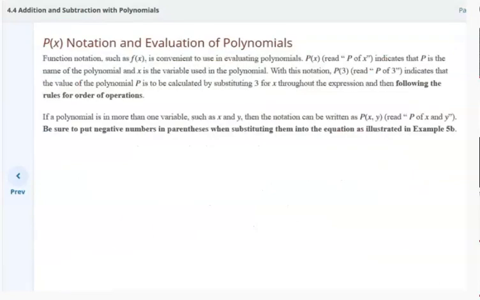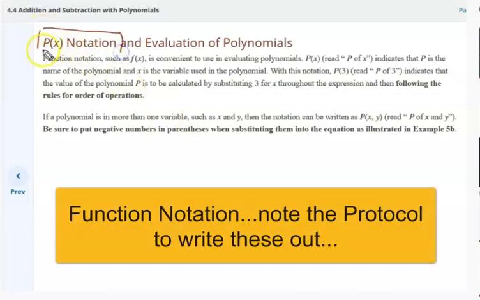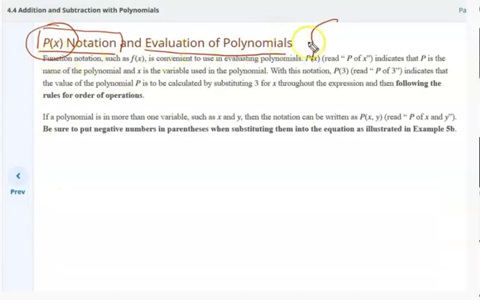Now, in this next part, we're going to take a look at what is called function notation, and then evaluating polynomials. And we've commented on how to write function notation. They usually use a lowercase letter, but again, I will go over the significance of that as we move on.